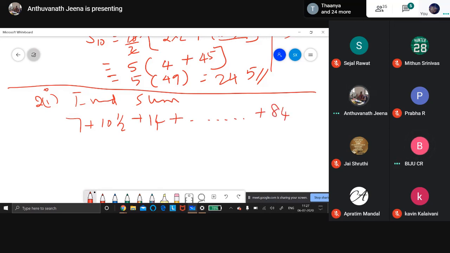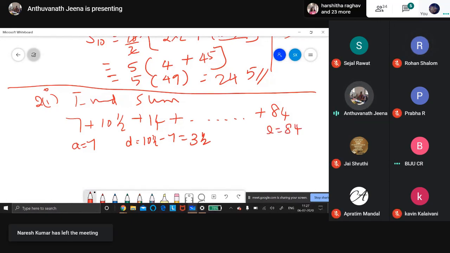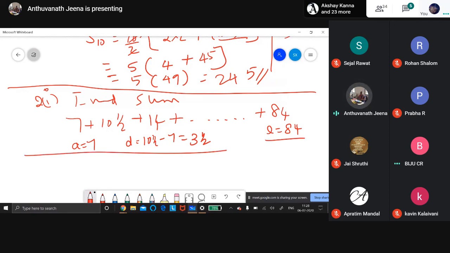84. Okay. Now be very careful, as there is a fraction. You have a equal to 7. d is equal to 10 and a half minus 7, which is 3 and a half. And the last term is given as 84. The last term is given, but n is not given, so we cannot substitute. Try to understand, we need n for both formulas. Sn is equal to n by 2 into 2a plus n minus 1 into d, and n by 2 into a plus l. We need n for both. l is given, but n is not given. So first find n.